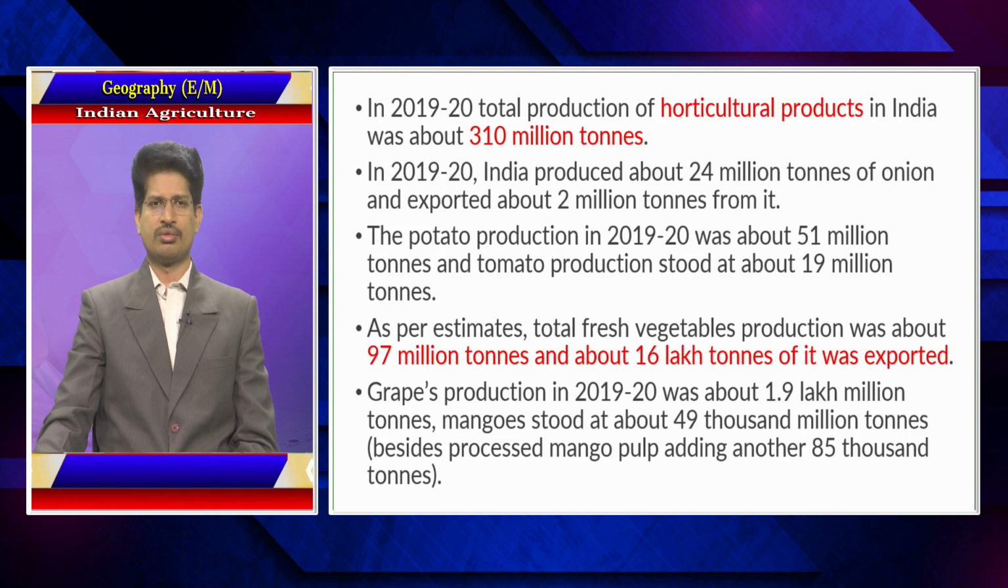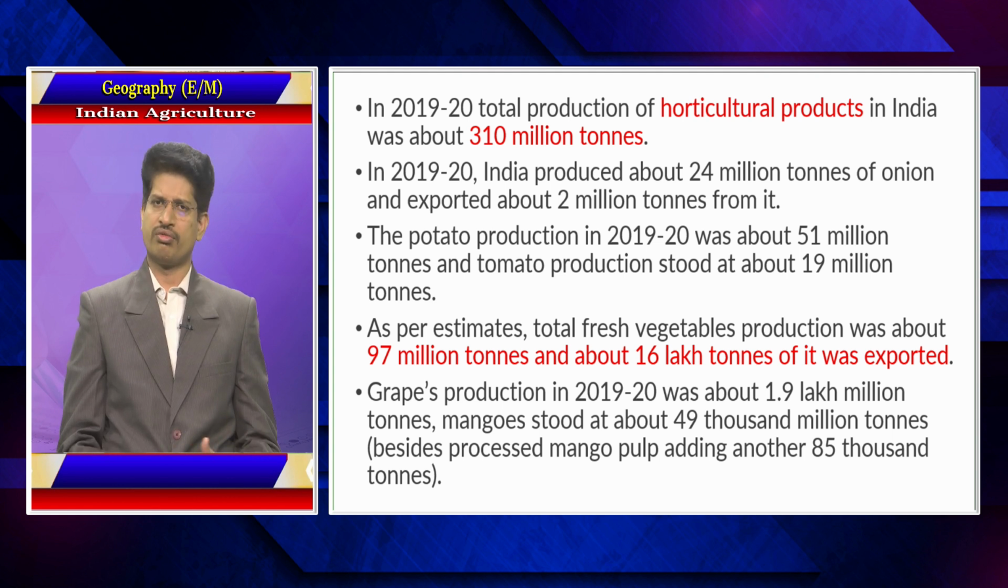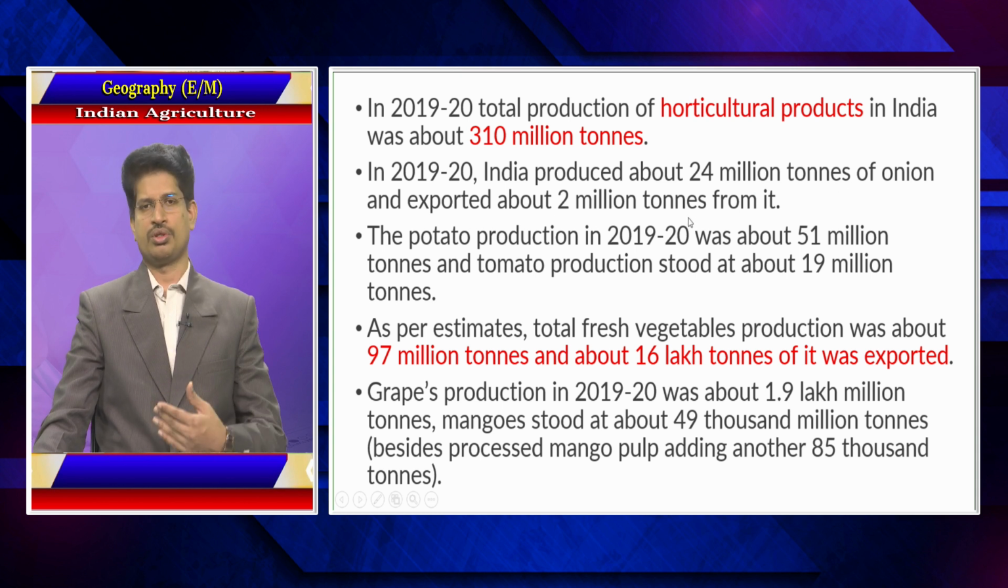The total of horticulture products in 2019-20 increased to 310 million tons. There might be certain questions on what constitutes cash crops or food grains, cereals, pulses, and what constitutes horticultural products. Horticultural products especially consist of fruits and vegetables. So 310 million tons in 2019-20. In 2019-20, India produced about 24 million tons of onions and exported around 2 million tons. So there might be a question on the exports of onions.